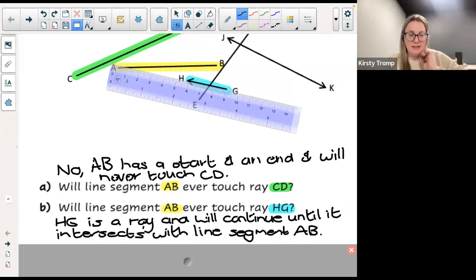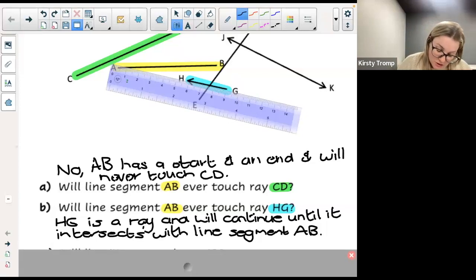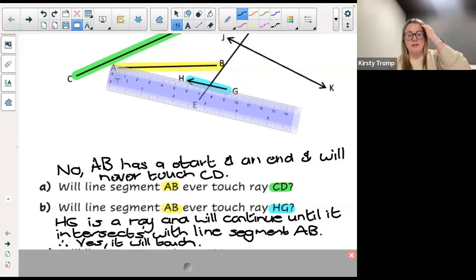All right, well done. So will line segment AB ever touch ray HG? Yes, HG is a ray and it will continue until it intersects. So we're going to say, therefore, somebody saying to me, but ma'am, that's not the question. So therefore, we can say, yes, it will touch. There we go. Therefore, yes, it will touch.